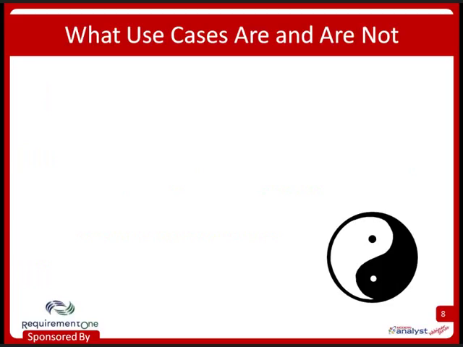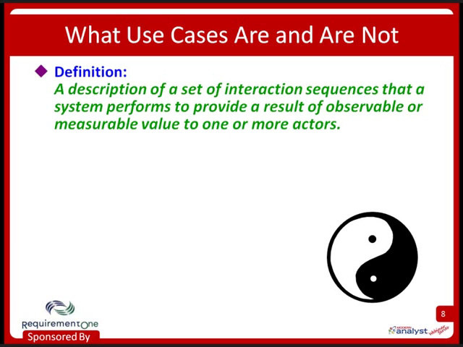So let's look at a definition here of what use cases are and also what they aren't. A use case is literally a case of usage of a system, which allows the user to achieve some goal that provides value. So here's kind of a formal definition. It's a description of a set of interaction sequences that a system performs to provide a result of observable or measurable value to one or more actors, where an actor is some entity outside the system. So this idea of value, of some useful outcome, is very central to the notion of a use case.